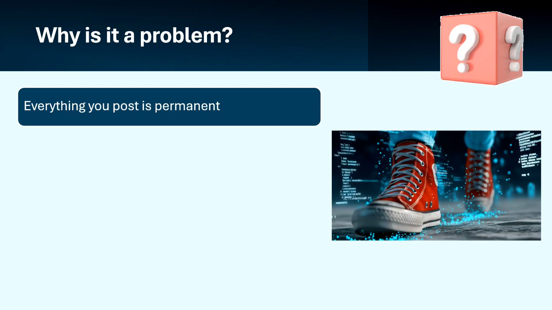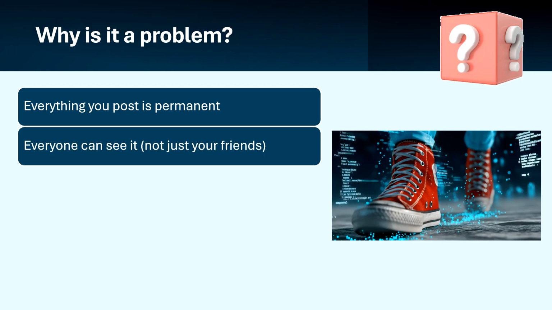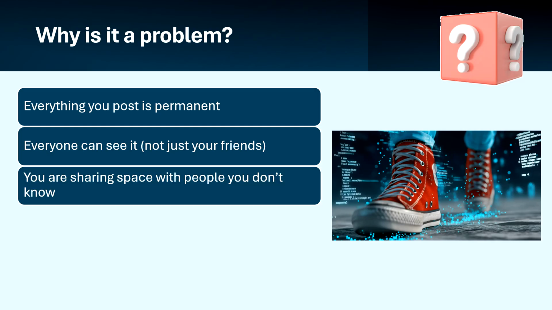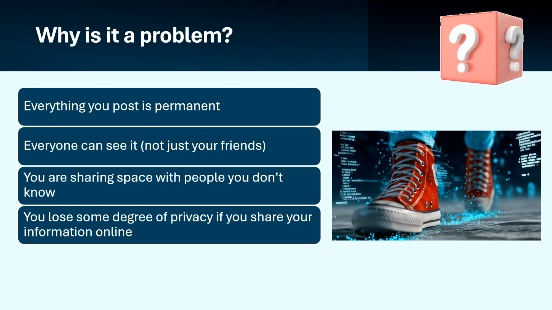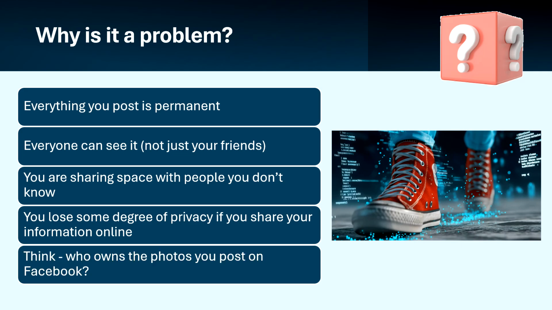So why is this a problem? Everything you post online is permanent. Everyone can see it, not just your friends. You're sharing space with people you don't know, therefore you don't know how they will treat your data. You lose some degree of privacy if you share your information online. For example, think, who owns the photos that you post on Facebook?